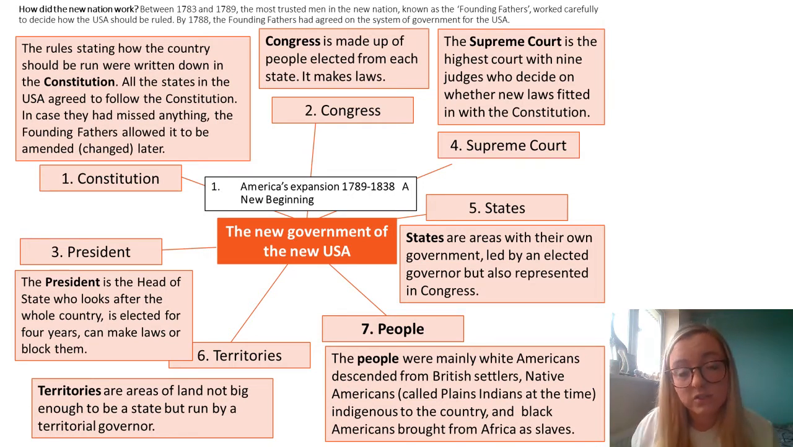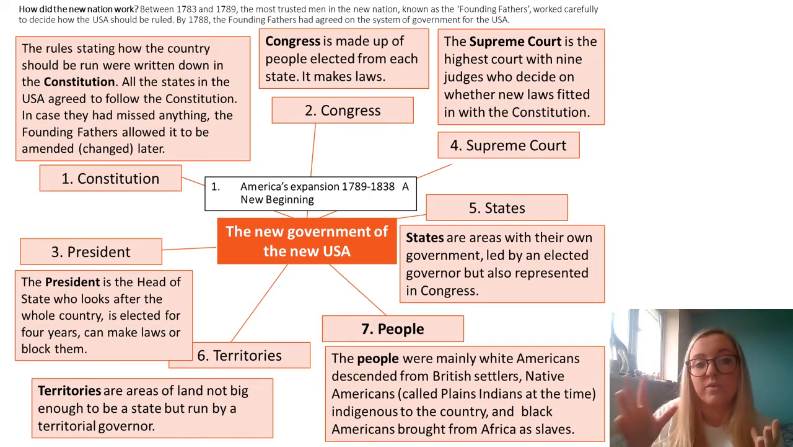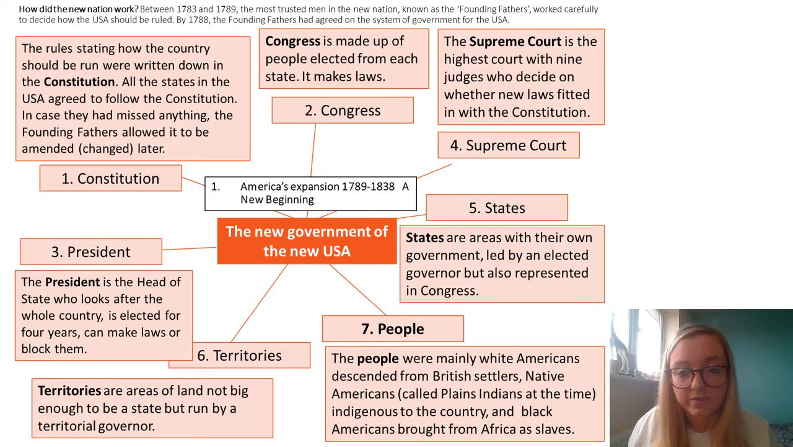We've then got Congress. So these are groups of people which are elected from each state. As we know, states grow in numbers throughout our course. The Supreme Court, that is the highest court, has 9 judges who decide where the new laws fit in with the Constitution. So they're constantly checking with these original set of laws, the Constitution, whether anything new can be added or make sure we're not breaking any of those laws. States are areas that have their own government. They are led by an elected governor, and they are also represented in Congress, which I've already discussed.